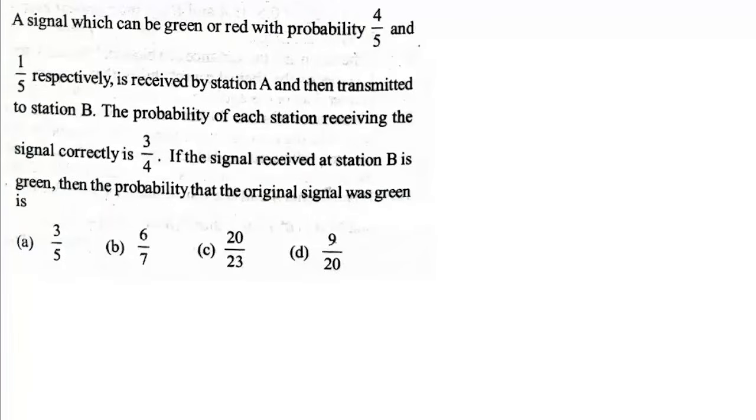Now here the question is, a signal which can be green or red with probability 4 by 5 and 1 by 5 is received by station A and then transmitted to station B. The probability that each station receiving the signal correctly is 3 by 4. If the signal received at station B was green, find the probability that original signal was also green.